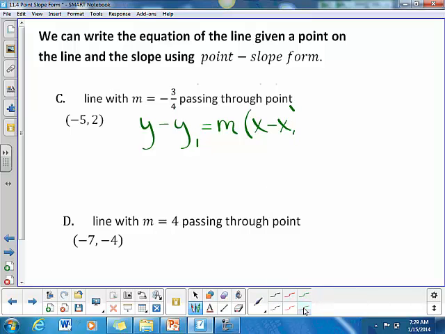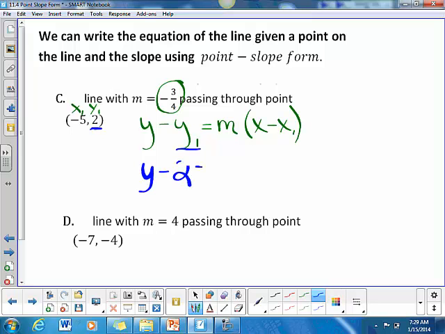I'm told what the slope is. I'm told that the slope is negative 3/4. And then I'm given an ordered pair, and I'm going to go ahead and label it x1, y1. So now all I really do is substitute or plug these in. I'm going to use 2 to replace y1. So y minus 2 equals my slope, m, is negative 3/4 times the quantity x minus, and x1 is negative 5.